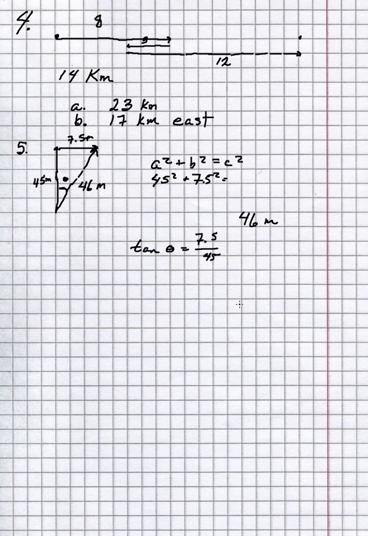Gives us 9.46 and some other decimals. Let's round that to 9.5 degrees east of north. And so the magnitude, he would need to walk 46 meters at 9.5 degrees east of north.